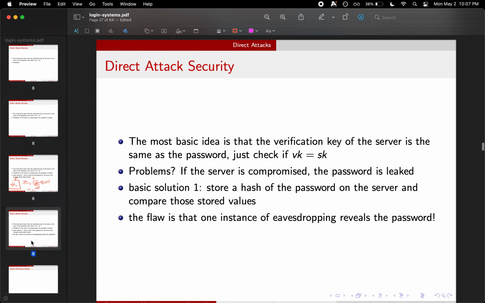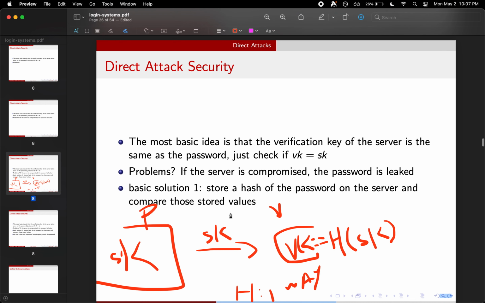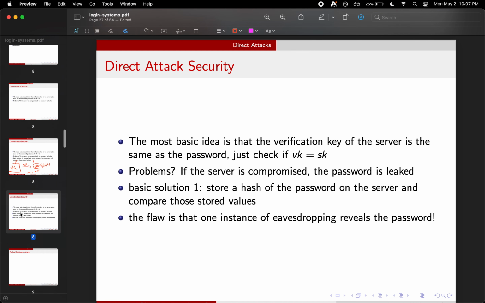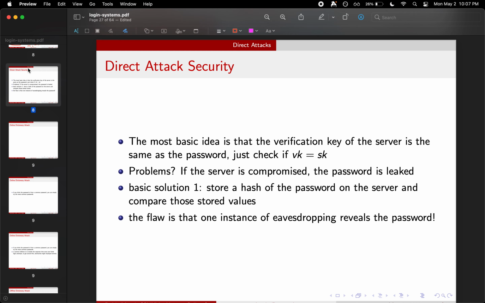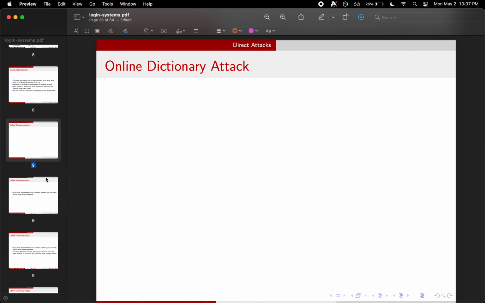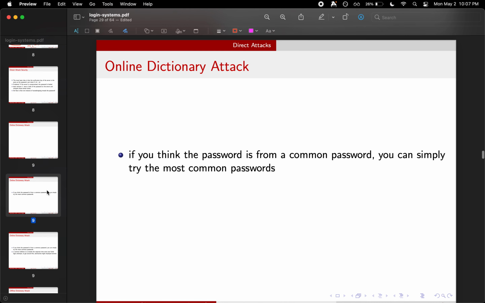So the flaw is that if you listen once, that reveals the secret key, right? Any eavesdropper here gets the secret key. So it's better, but it doesn't solve for eavesdroppers. So that's one flaw. Next, we're going to discuss online dictionary attacks.